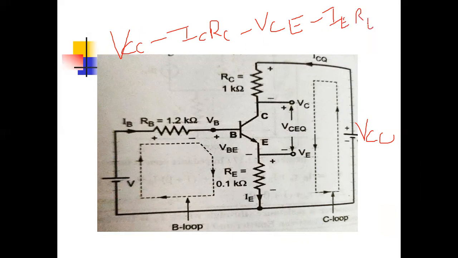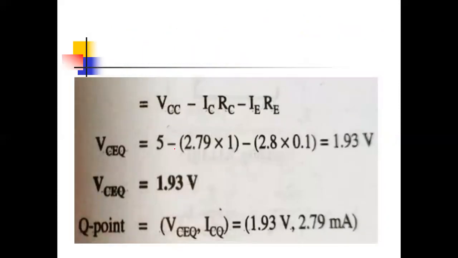We will calculate VCE, because we have VCC, we have ICRC, we have IERE. So from this equation, we will calculate VCE. Again, keep in mind the sign: minus to plus, plus to minus. So from this equation, we have the value of VCE. So Q point means VCE, IC. So part 1 is solved.